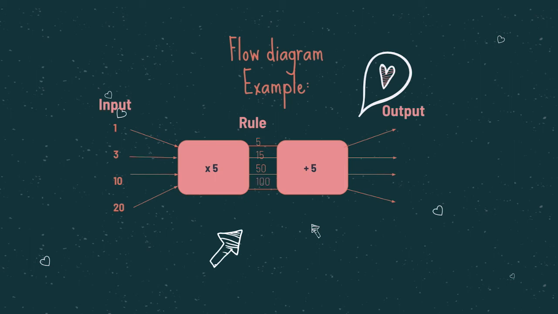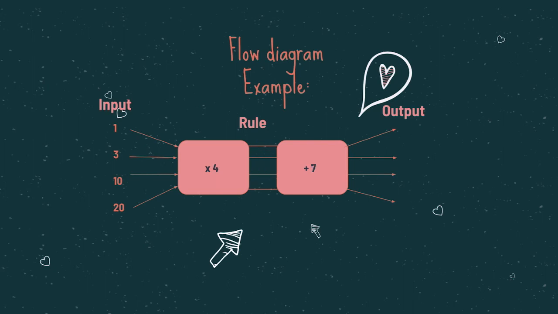Now take the 5 and we add 5. So 5 plus 5 is 10. 15 plus 5 is 20. 50 plus 5 is 55. And 100 plus 5 is 105.